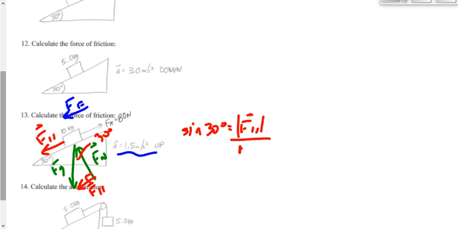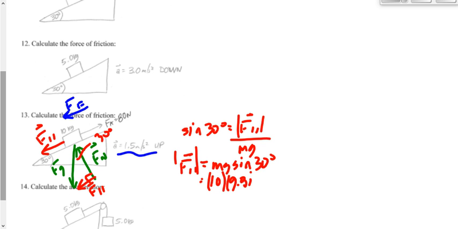F parallel over m times g, so we're going to say F parallel is equal to mg sine 30 degrees, which is 10 times 9.81 times sine 30 degrees, which I believe works out to be 49.05 newtons. All right, good. There we go. 49.05 newtons is my F parallel.